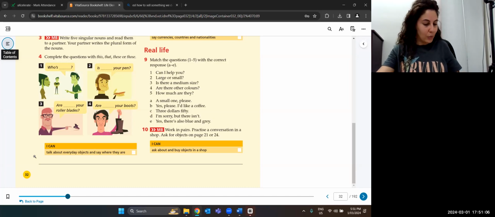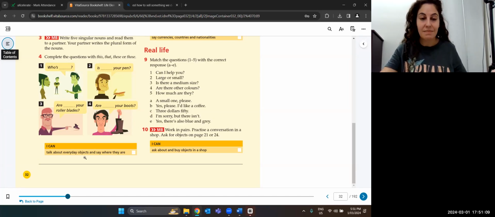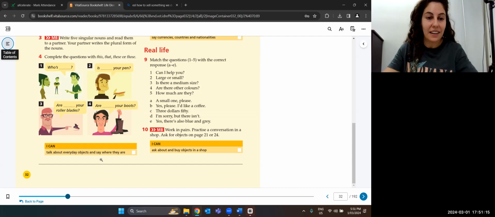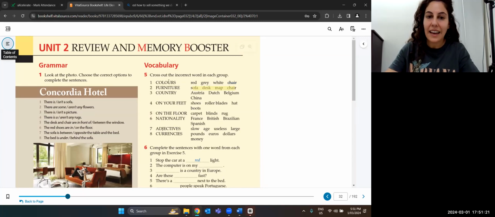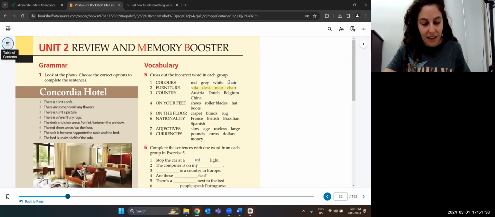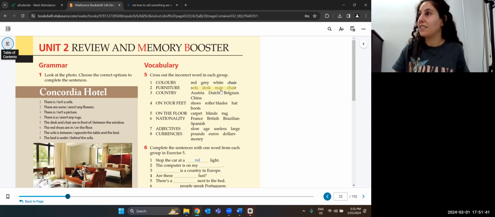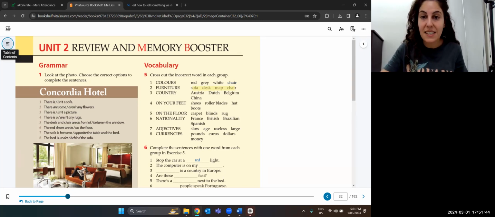Okay, so now we can talk about everyday objects and say where they are, their location, by using prepositions of place. So let's have a look at some vocab. We looked at colors. Which one is not a color? Chair is not a color. So red, gray, white is a color, but chair is not a color. Furniture, map is not furniture. It's an object. It's an item. Sofa, desk, chair, they are furniture.